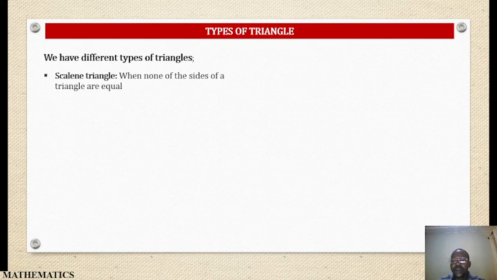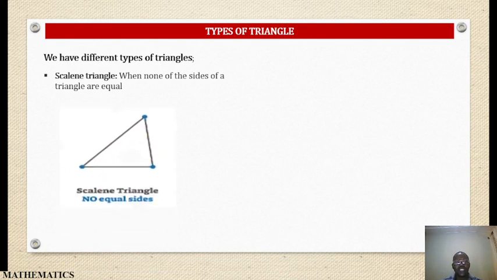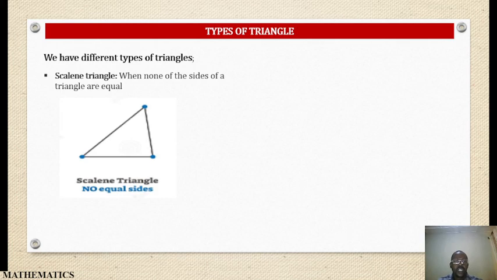When we talk about a scalene triangle, we are talking about a kind of triangle in which all the sides are not equal. So none of its sides is the same. All the sides are not equal and all the angles also are not equal. You can see the example of a scalene triangle.